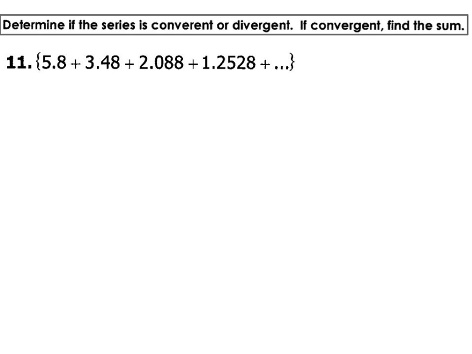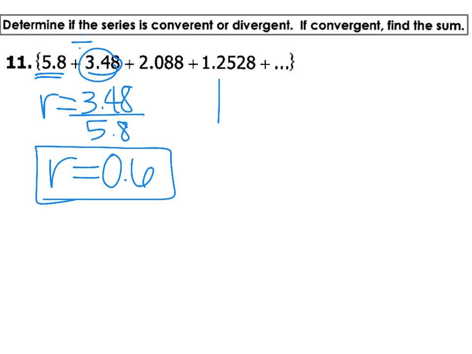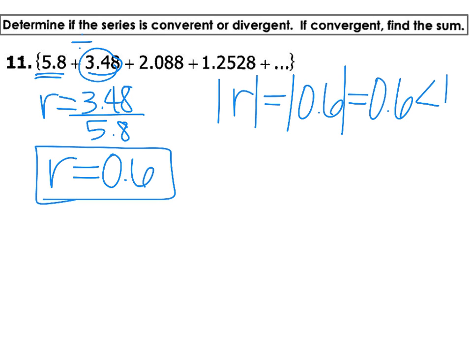All right, number 11. First thing we want to do is find r. We can't really identify r right off the top of our heads by looking at this because we've got so many decimals. So the easiest thing to do is take the second term divided by the first term. So r equals 3.48 divided by 5.8. Plug that into our calculators and we get r equals 0.6. Now the absolute value of 0.6 equals 0.6, and this is less than 1.